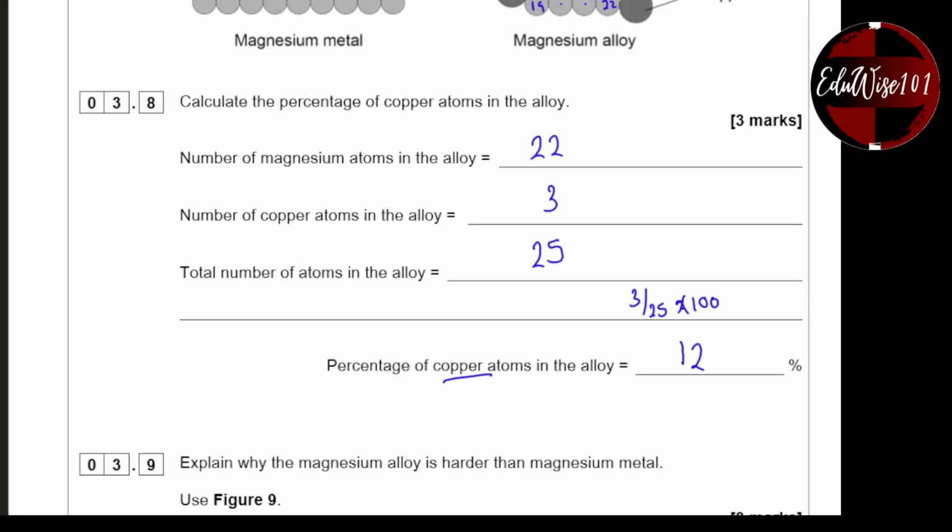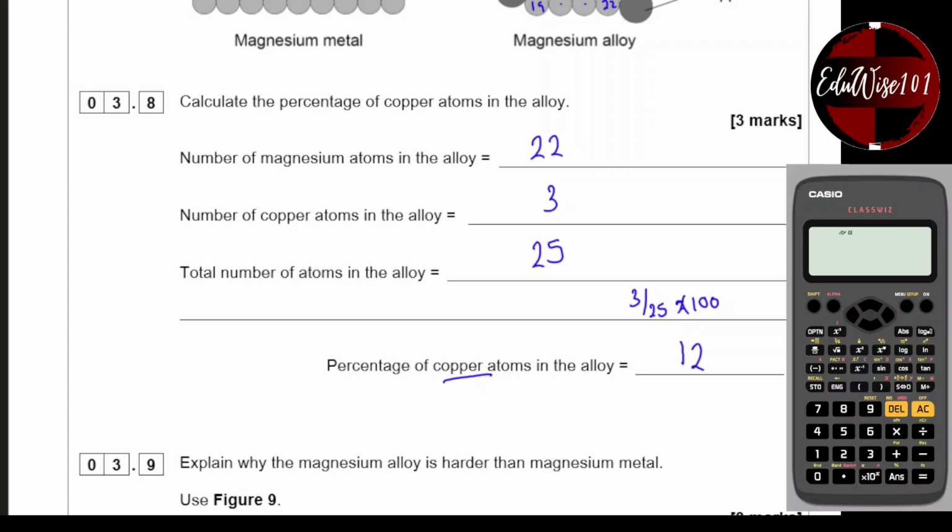Let's check that with a calculator. So 3 divided by 25, multiply that by 100, that gives me 12. Okay.